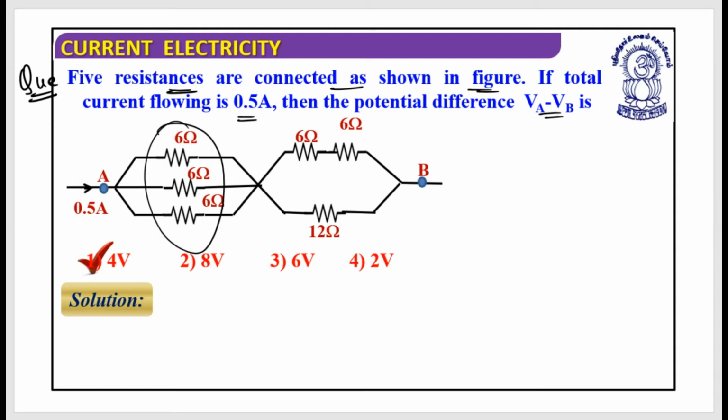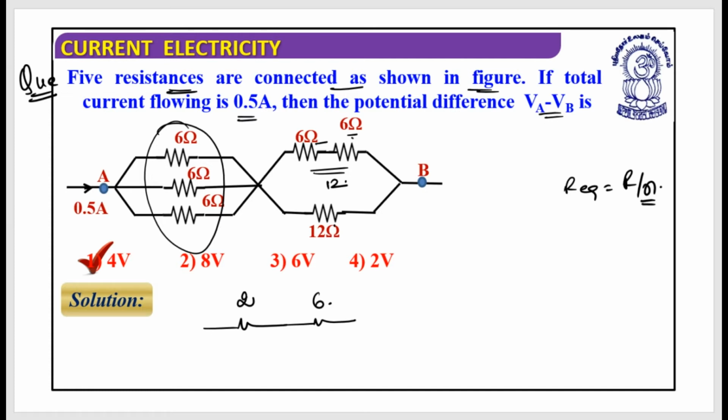Equivalent resistance of this network: these 6 ohm resistors are connected in parallel. If they are connected in parallel and all are the same, it's 2 ohm, since R equivalent equals R by N when connected in parallel. And this 6 plus 6 is 12. So this 12 is connected with the 12 ohm resistance, giving 6.